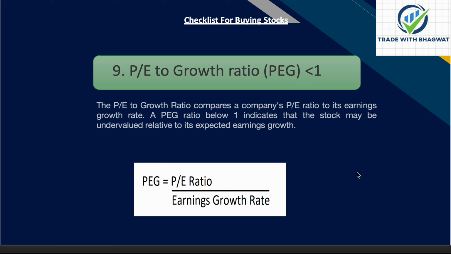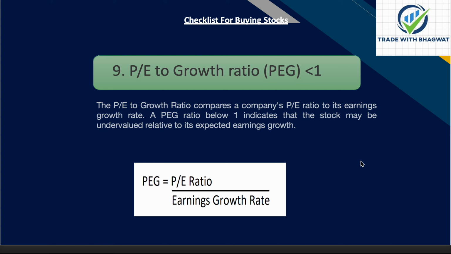The PE to growth ratio compares a company's PE ratio to its earnings growth rate. A PEG ratio below 1 indicates that the stock may be undervalued relative to its expected earnings growth. Remember, this is used by very famous fund managers, and all over the world they use it for different purposes, for different studies, or even in real life.